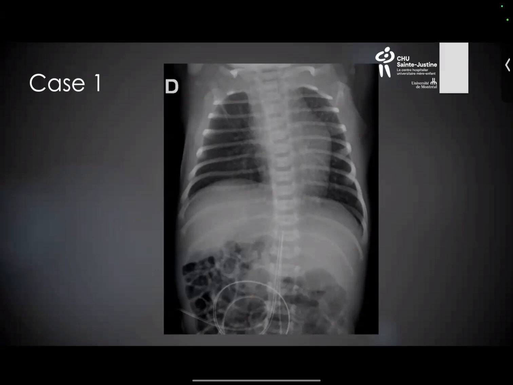Okay, so we have case number 1, which is a little kid in the NICU, with a couple of weird things on his x-ray. So you see that the heart shape is a bit, let's say, atypical. And then you have the stomach bubble on the right. You have the apex on the left, and you probably have here the right aortic arch, which is not on the good side.